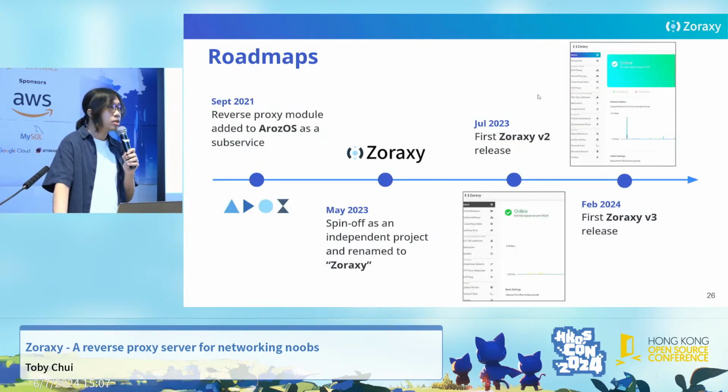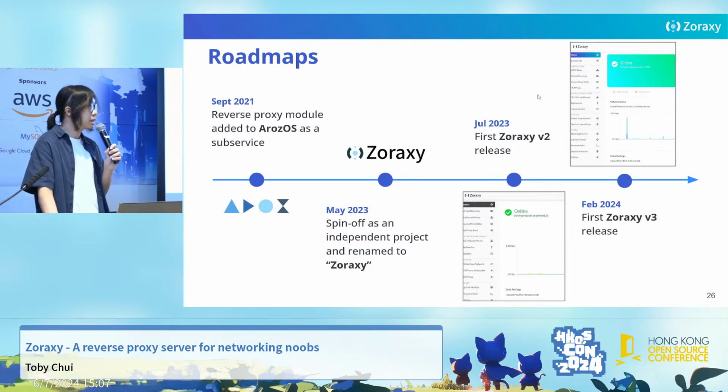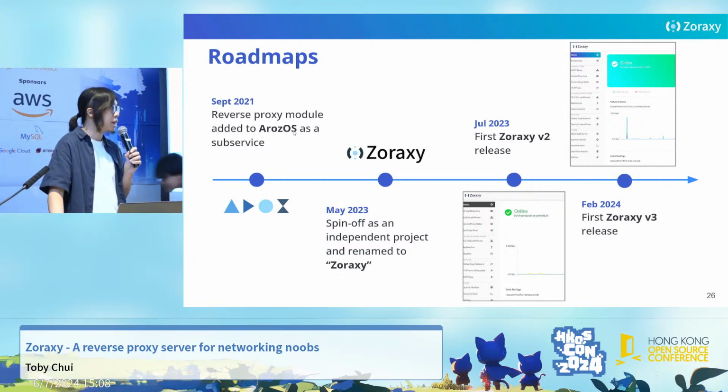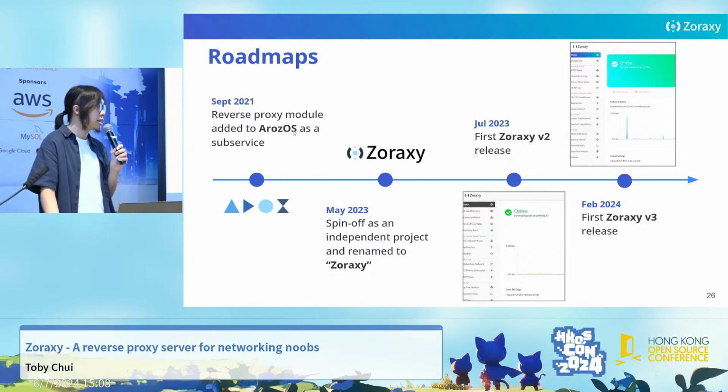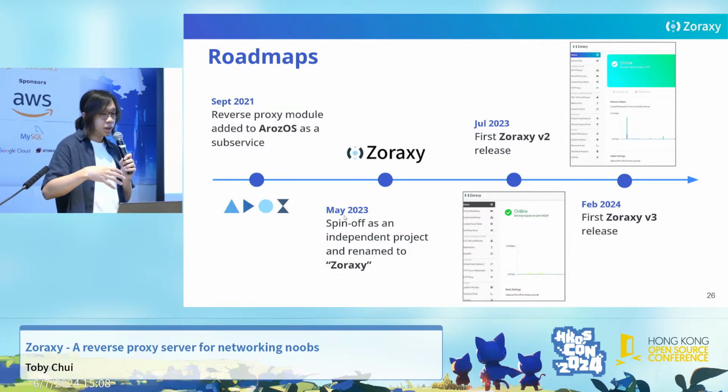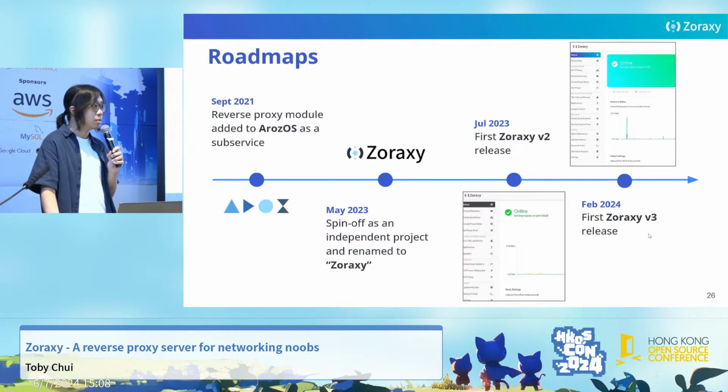So I guess most of you have never heard of Zoraxy before, because this is a really young project. It was a subservice module in the RSOS project. RSOS is another project of mine, which is a full-fledged web desktop OS. I added it in just for fun. And later on, in 2023, I was restructuring my distributed homelab, so I split this project off as a dedicated independent project for Zoraxy. And after so many enhancement requests and updates, now we've got Zoraxy V3, which is much more modern and efficient in reverse proxying.